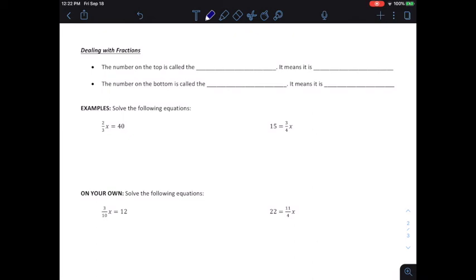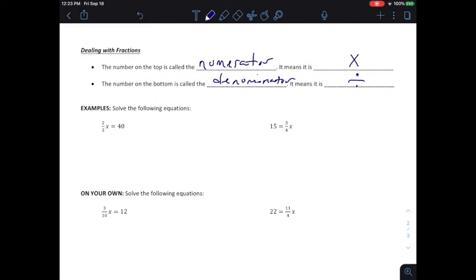All right, so the last thing that we want to talk about in today's lesson is dealing with fractions. Okay, so if we remember, the number on the top of a fraction is called the numerator, and it means to multiply. And the number on the bottom of a fraction is called the denominator, and it means to divide. Oops, those are not showing up very well. Divide. There we go.